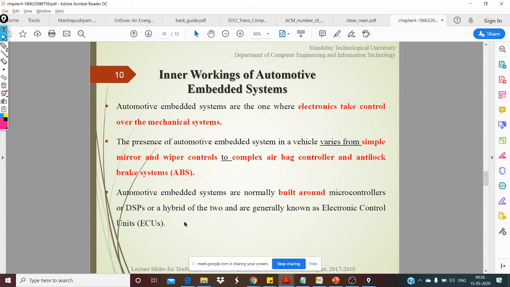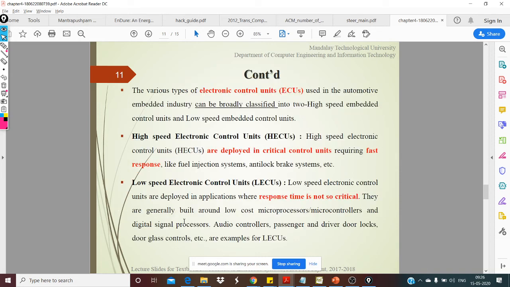You also have your sound system, navigation system, and all these things. Everything has an embedded system. These embedded systems are called electronic control units or embedded control units. However you want to call it, ECUs is what they call them. They can be high speed and low speed. High speed control units are for critical systems, like your fuel injection, anti-lock braking system, your airbag system, and all these things. So they're very critical.